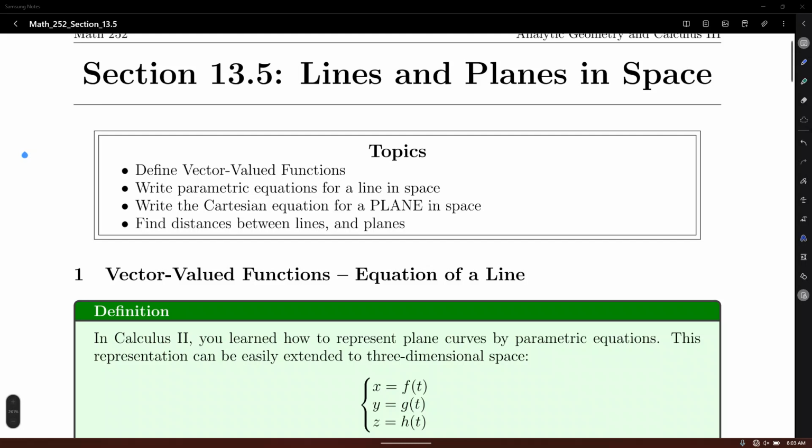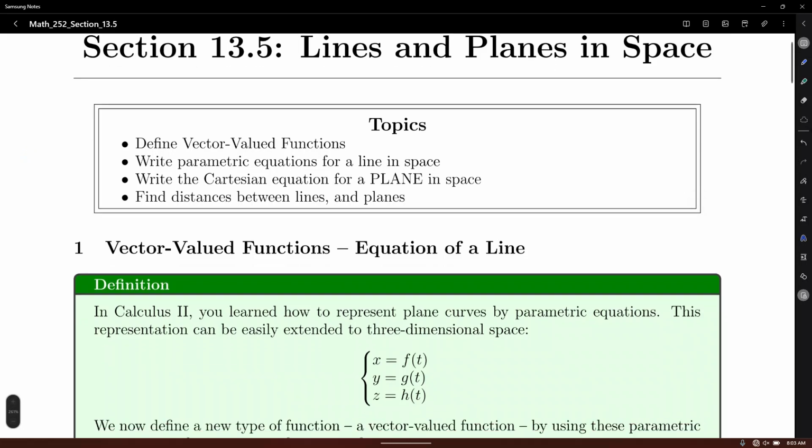Also define or write the parametric equations of a line in space. Actually, you guys already know how to write them for a line in the plane. That's what you learn at the end of calculus 2. But we're going to take a different approach. By the way, a vector approach, not a parametric, so to speak, approach.